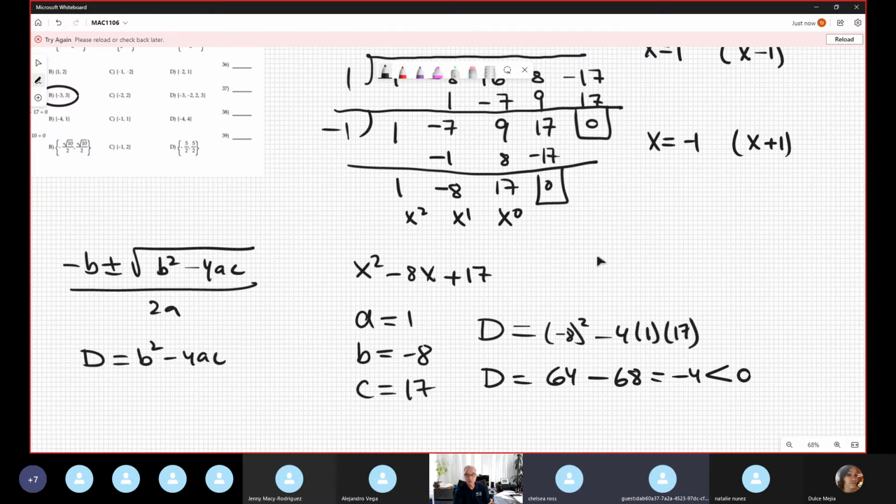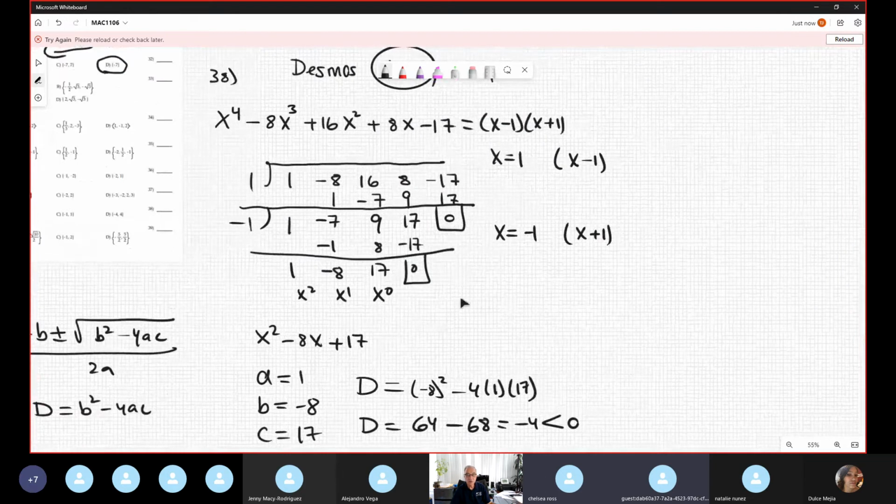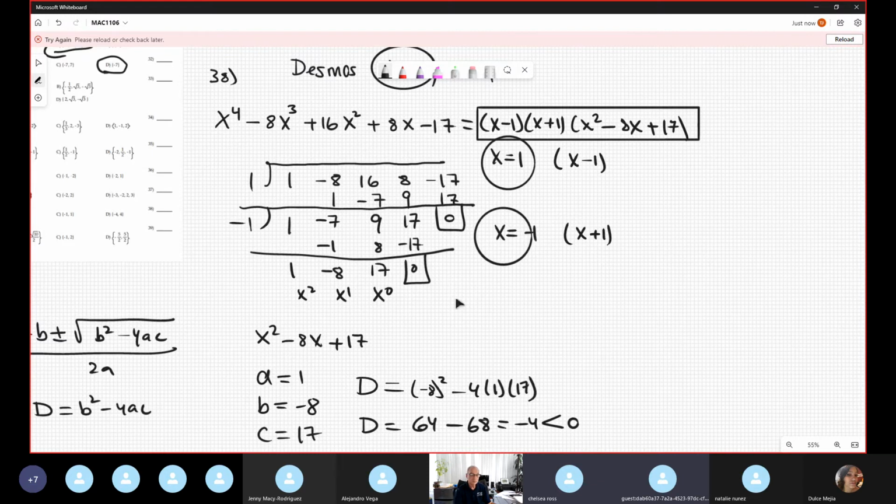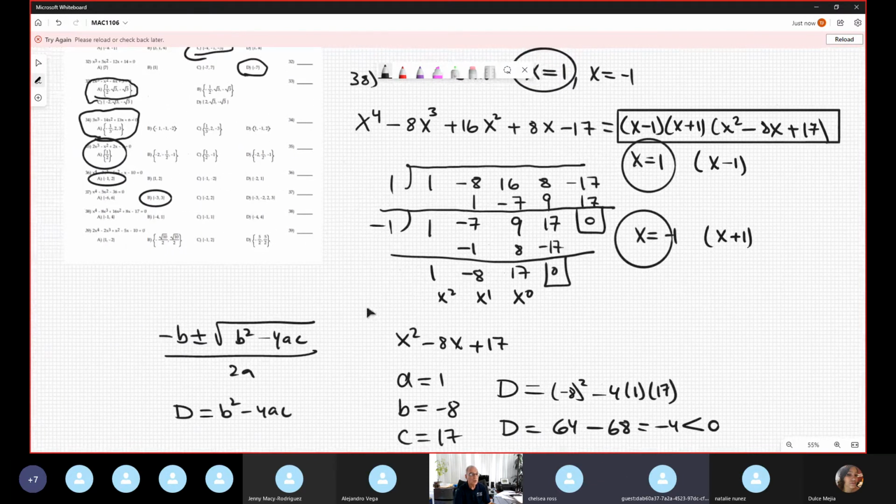Okay, so according to the factorization in the real field, it is x squared minus 8x plus 17, and that's it. And this is the factorization in the real field, and the real zeros are 1 and negative 1.